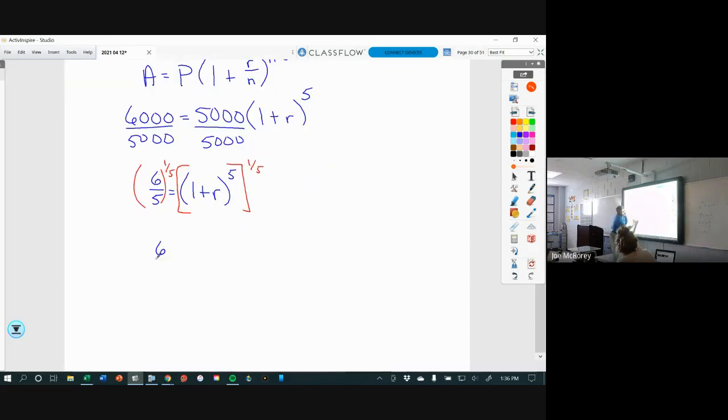I have 6/5 to the 1/5 power equals 1 plus R. I want R by itself. Subtract one. Okay, so I now have R equals, just because I don't like the R on the other side, 6/5 to the 1/5 power minus 1. That I'll type in the calculator. The very last step, go ahead and type in the calculator.